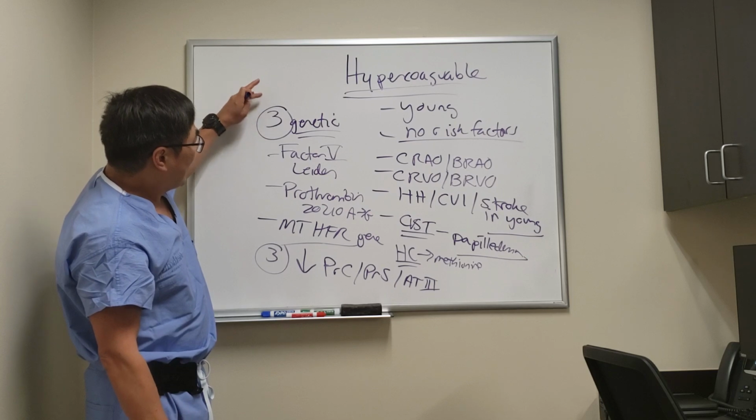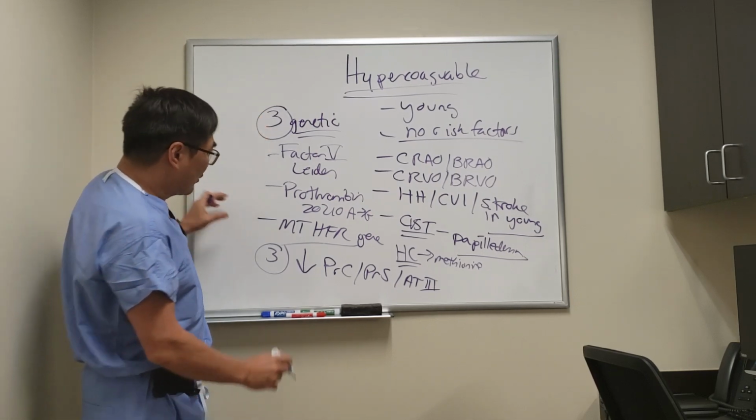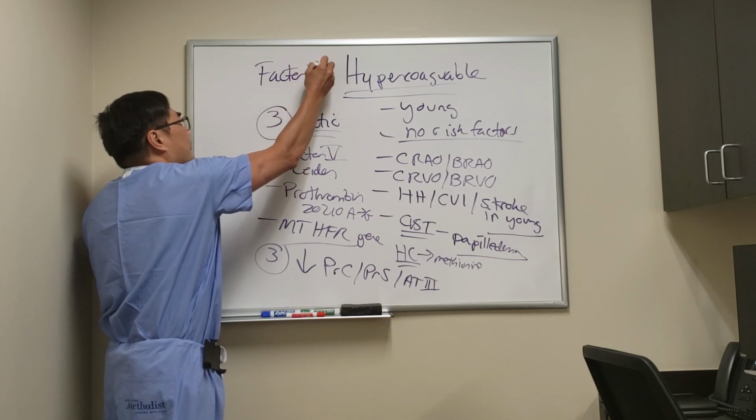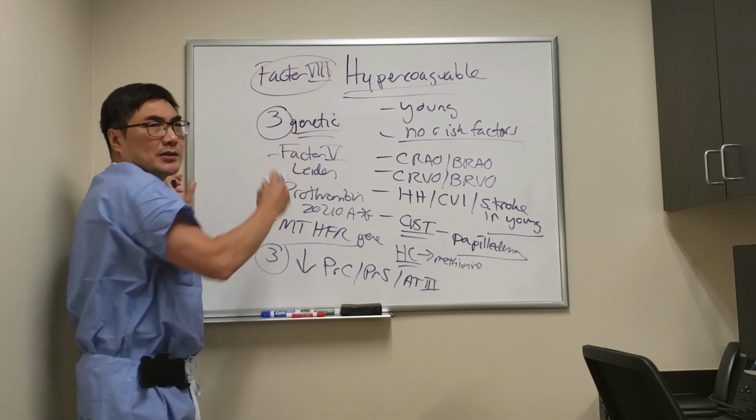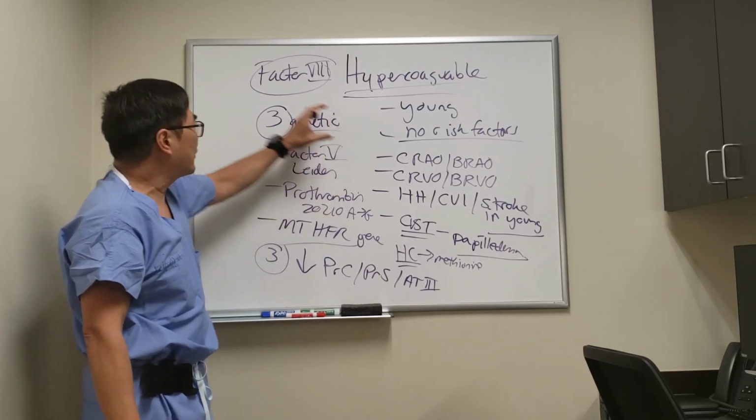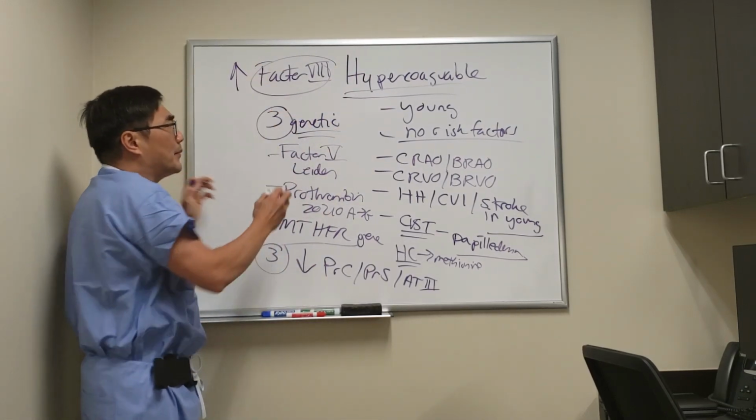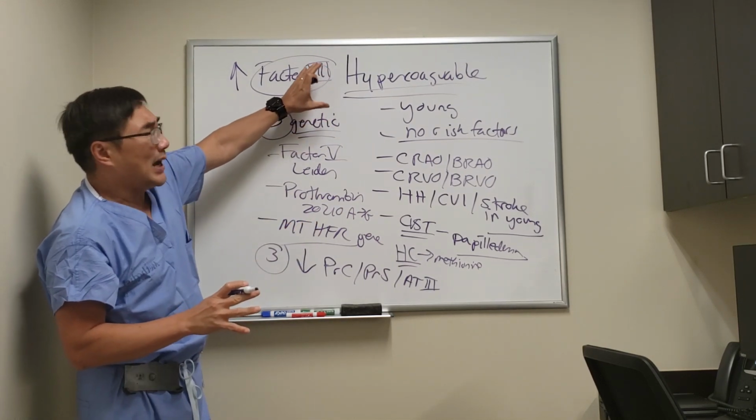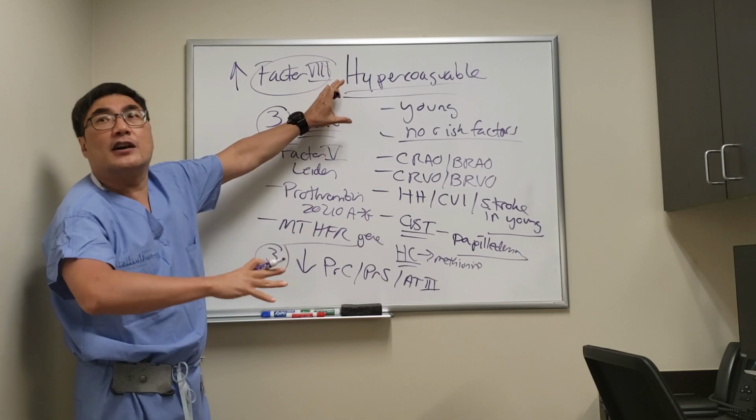And then we've got too much of factors. The factor that we worry about is factor 8. All the other factors, we're really not worried as much about those factors because they usually cause hemophilia, not the hypercoagulable state. So if you got too much factor 8, but all the other components of the blood have to be looked at as well because it can be hypercoagulable from too much of stuff.